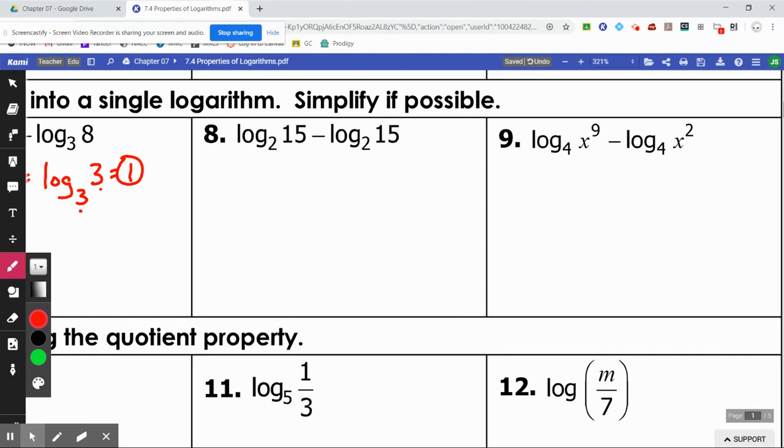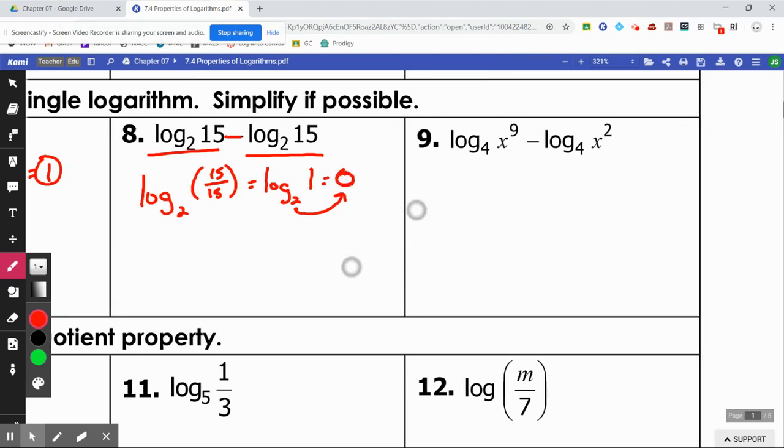Log base 2 of 15 minus log base 2 of 15. You probably already know what this answer is going to be, but let's go through the long steps. You could write that as log base 2 of 15 over 15, which is log base 2 of 1. Now we're saying 2 to what power is equal to 1? That would be 0. Anything minus itself is equal to 0. That would have been much quicker.